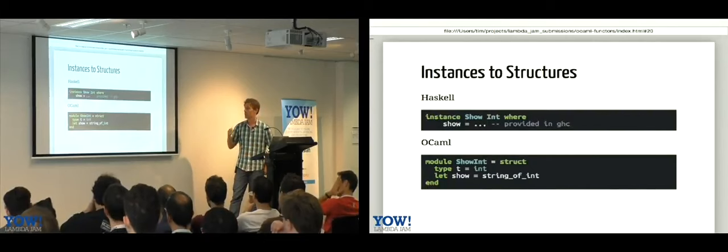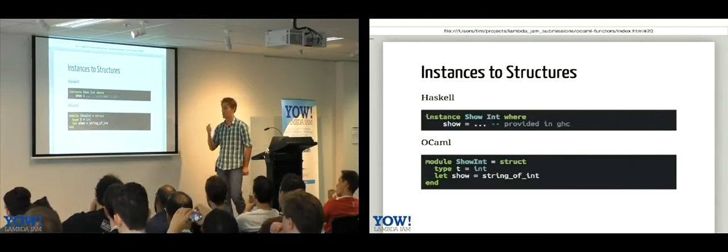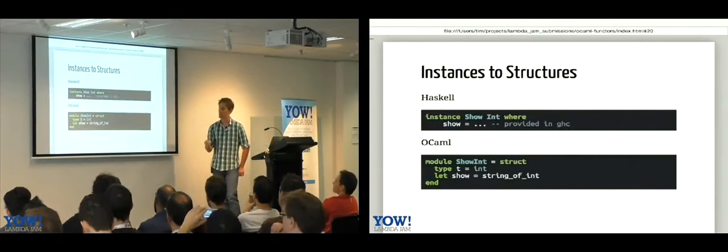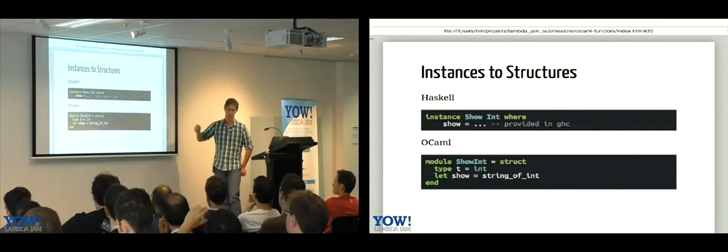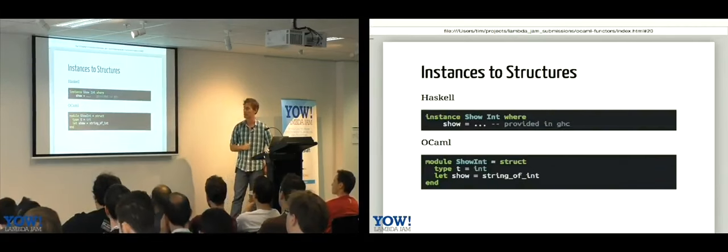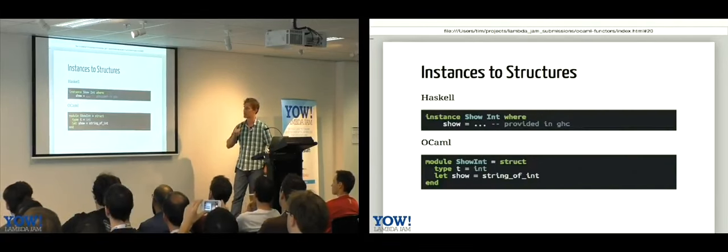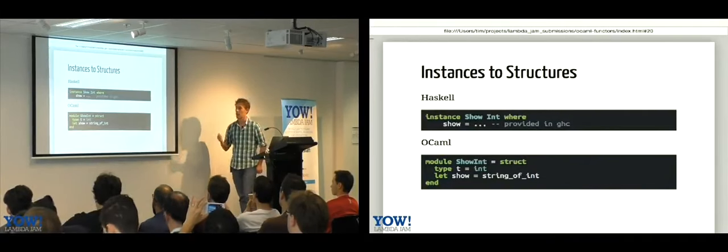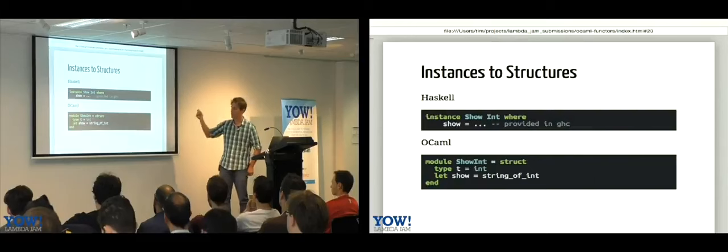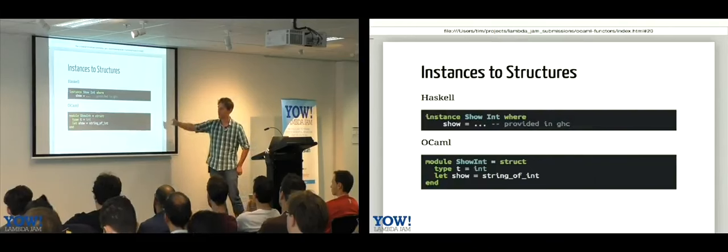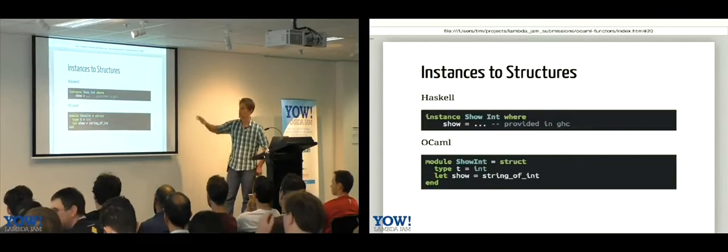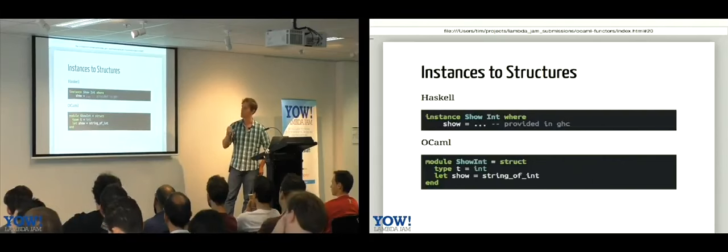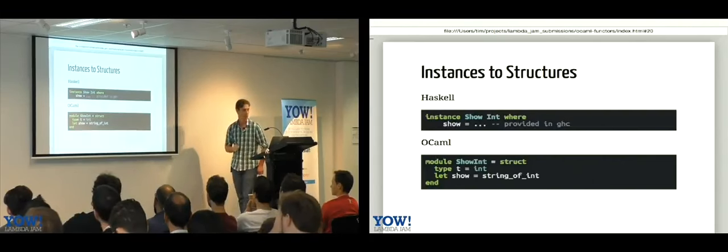The next step, in Haskell, you define some sort of instance for that type class for that particular type that you want. So here we've got show, but that's already provided in GHC. But you could imagine if you're using ASON or some sort of JSON serialization, you'd have to define that yourself. So the equivalent in OCaml is you've got this structure, and then you bind your type to type T, and then you provide an implementation for show. So that's the equivalent. So instances in Haskell become structures in OCaml.